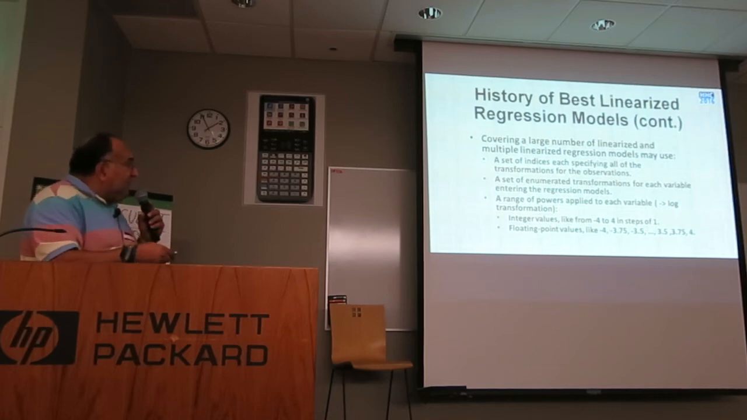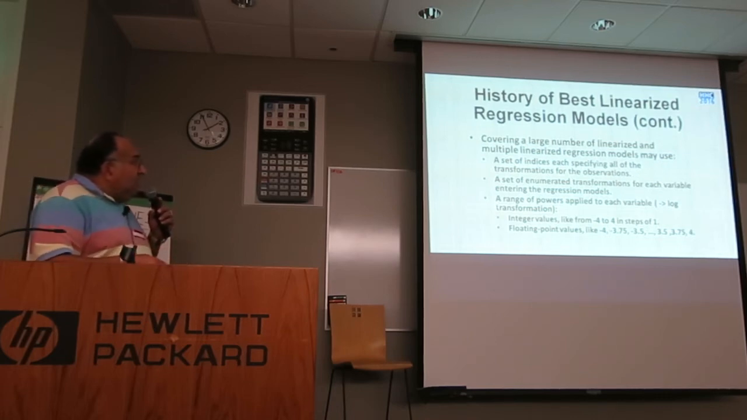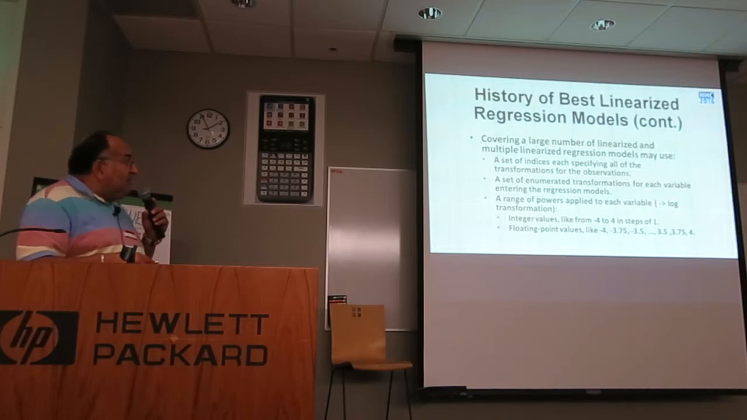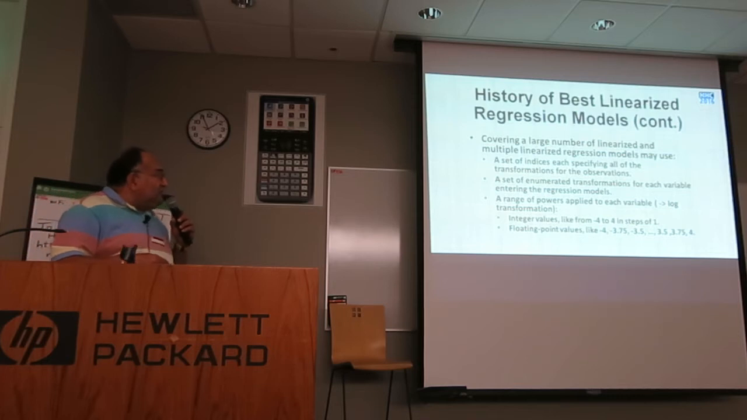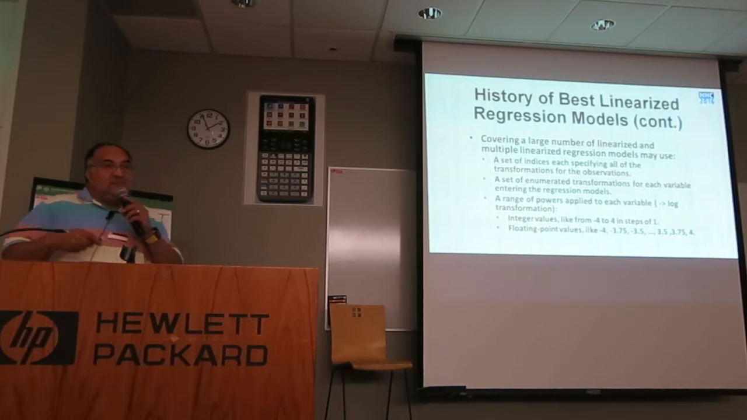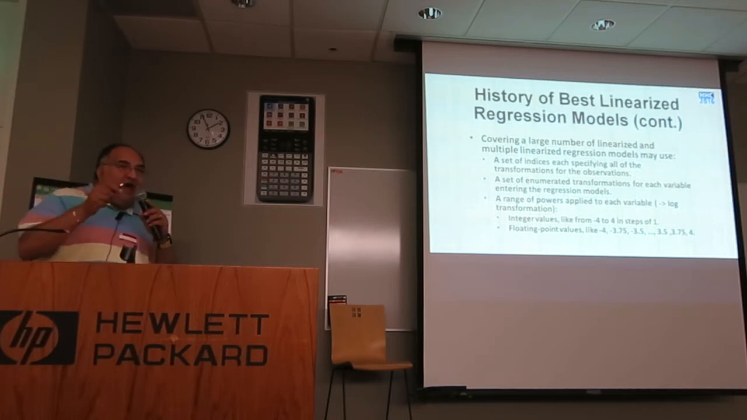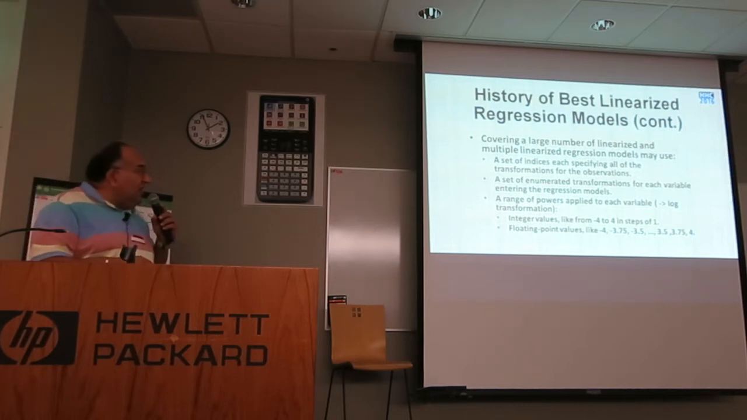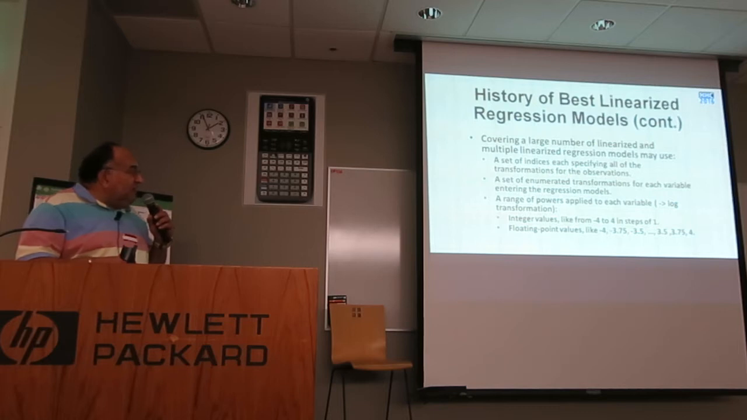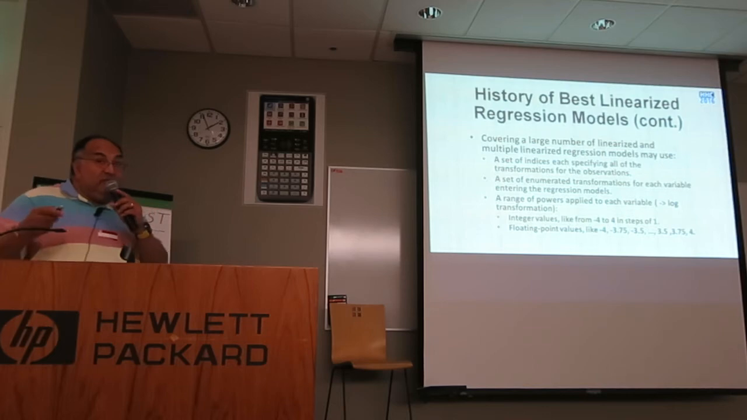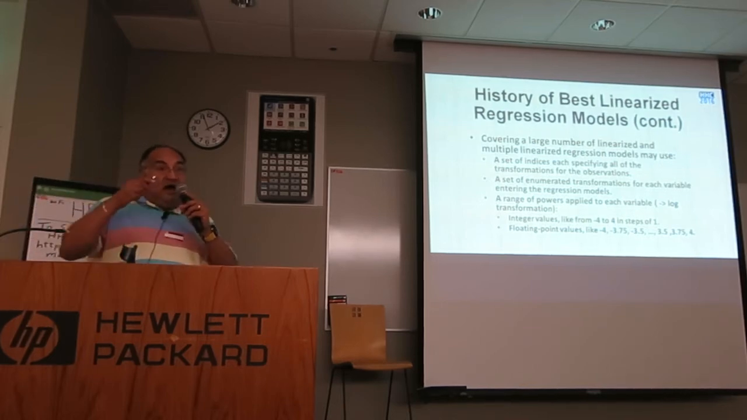In the last few years, I began to focus on using a range of powers applied to each variable rather than some enumerated transformations. And there are two approaches. Either we use integer values, ranges like say from -4 to 4 in steps of 1. Or if you want to have a higher resolution to study the curvature, you can do the same range but in floating point, in increments of half or 0.25 or even 0.1. That will give you an even higher resolution.